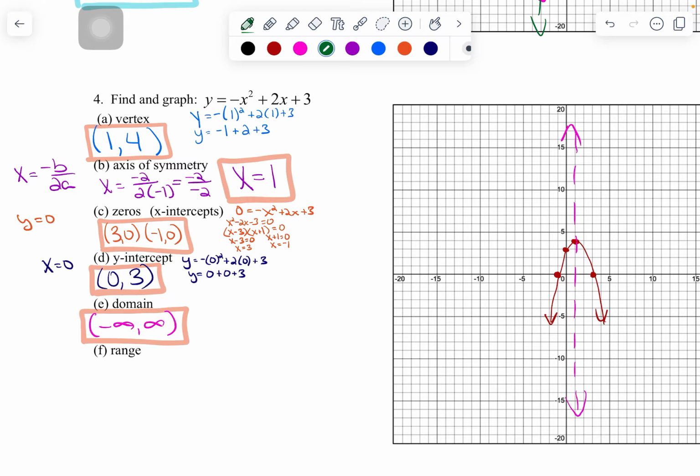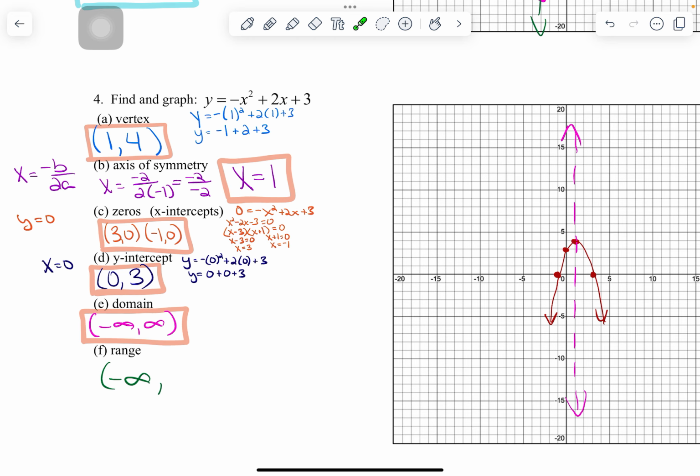Range-wise, what are the possible values I can get out of the function? Well, we've got a whole bunch of values down here. In fact, we've got an infinite number of them, so negative infinity is my low. But there is an upper boundary that we never cross. That vertex is the highest point this graph gets to, and that has a y value of 4 with a bracket, of course, because there is an actual point where y equals 4 that is part of your range.